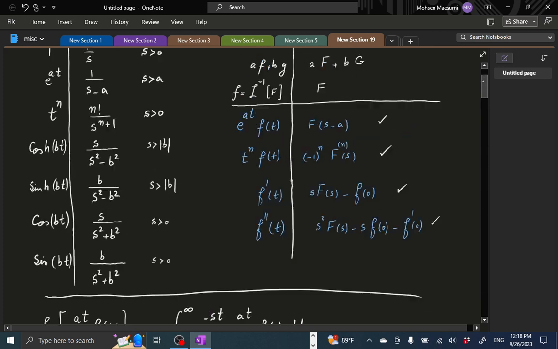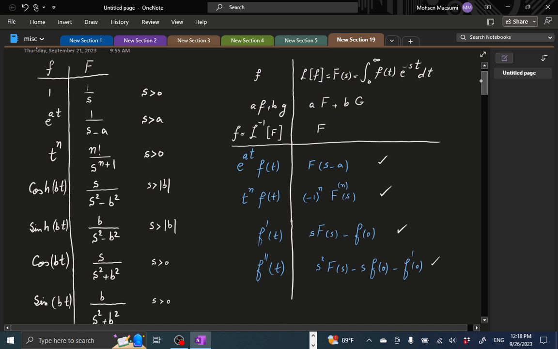So let's go ahead and see what happened today. We practiced the basic table. We added 4 elements to our table. One was for exponential times the function, one was power of t, or a polynomial times the function, and 2 formulas for derivatives, first derivative and the second derivative. That opened the door to actually ordinary differential equations for us.